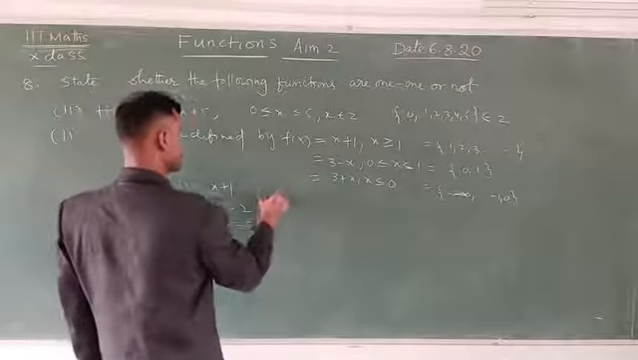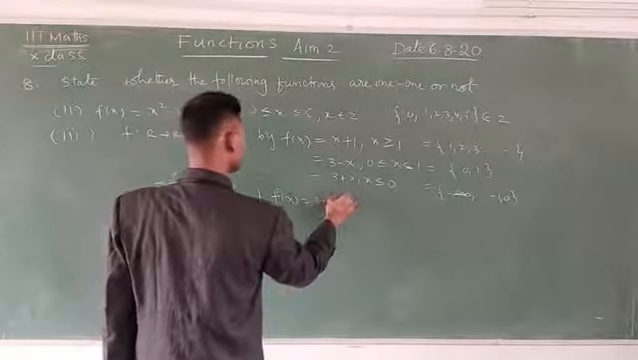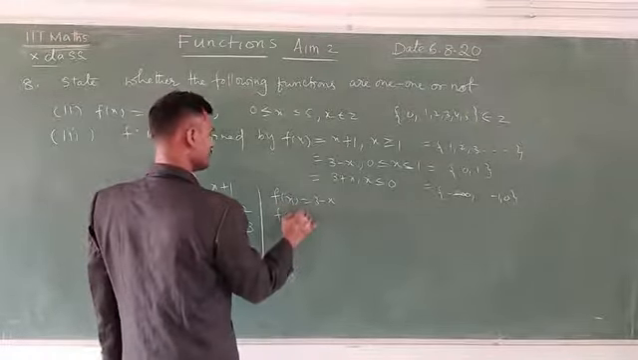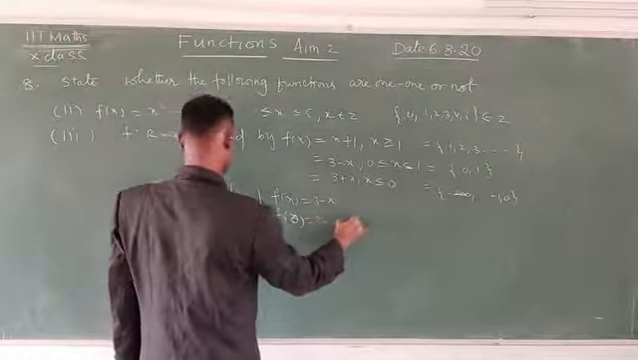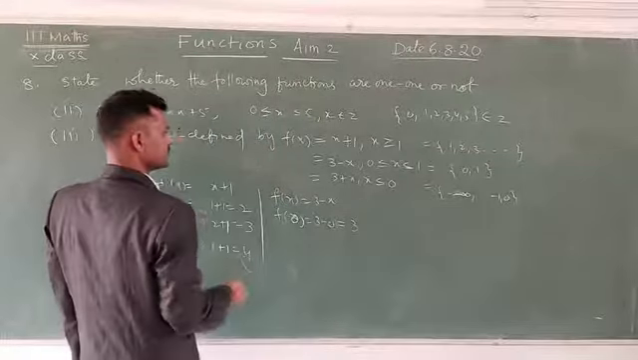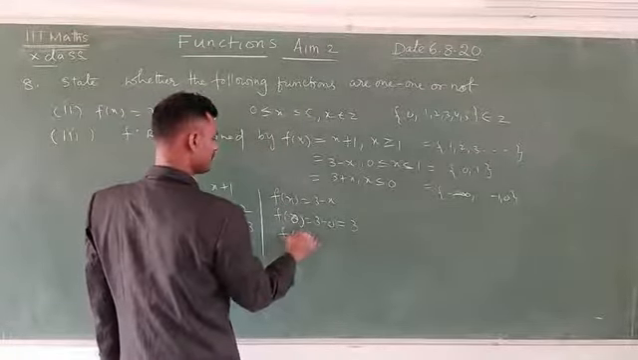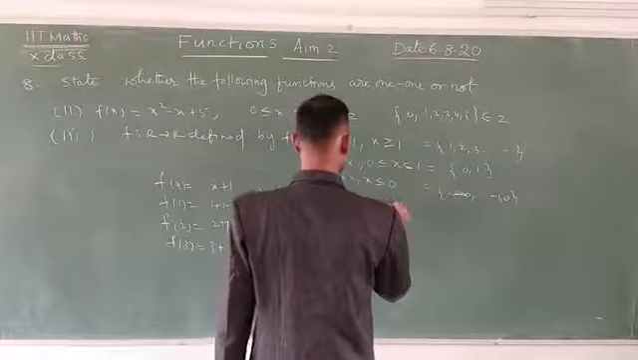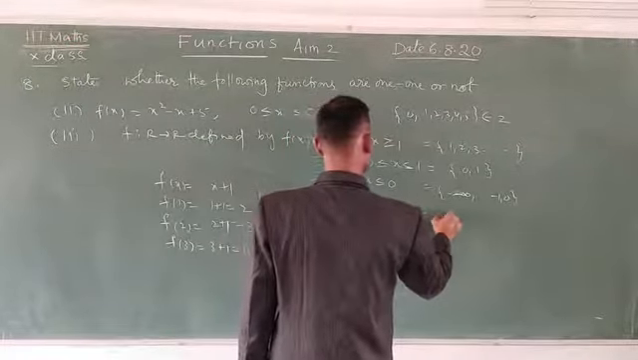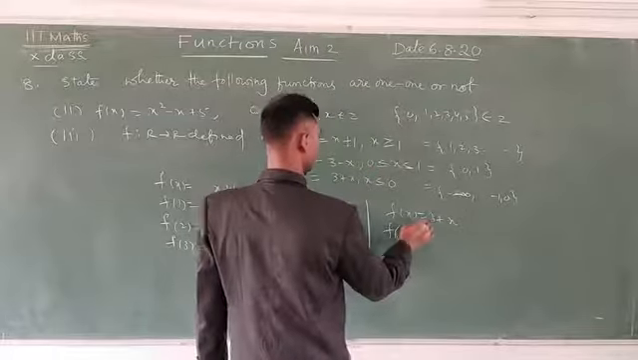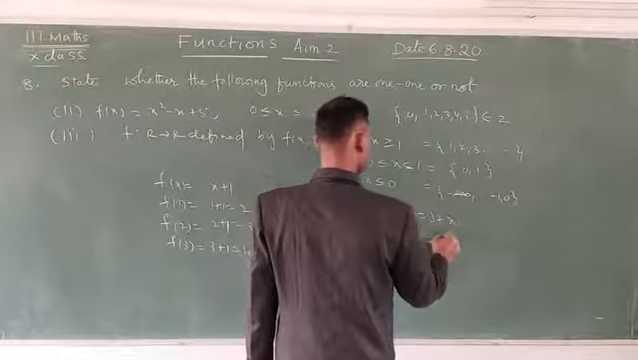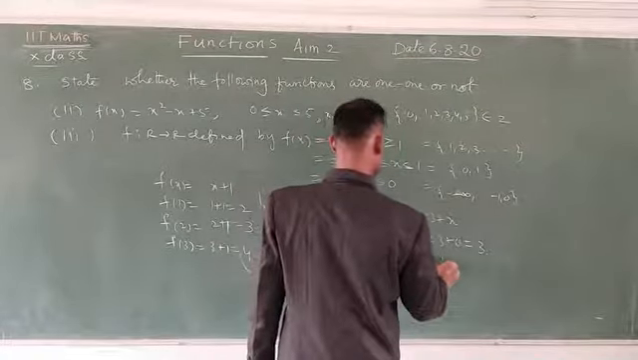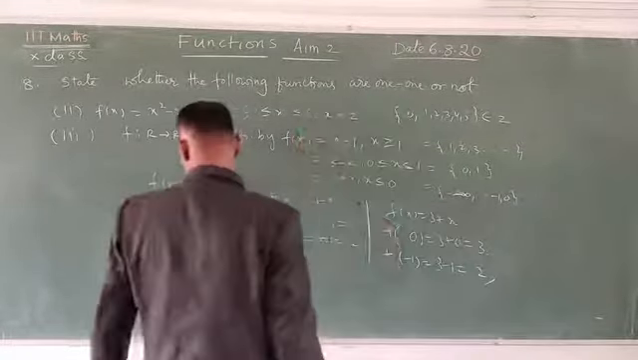Now second function you can take f of x is equal to 3 minus x. Now you can write here f of 0, 3 minus 0 is equal to 3. Okay, next f of 1 you can write here 3 minus 1 is equal to 2. Next one you can write here f of x is equal to 3 plus x. f of 0, 3 plus 0 is equal to 3. f of minus 1, 3 minus 1 is equal to 2.